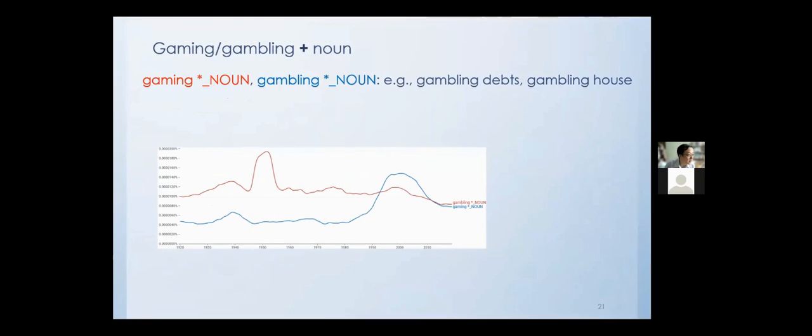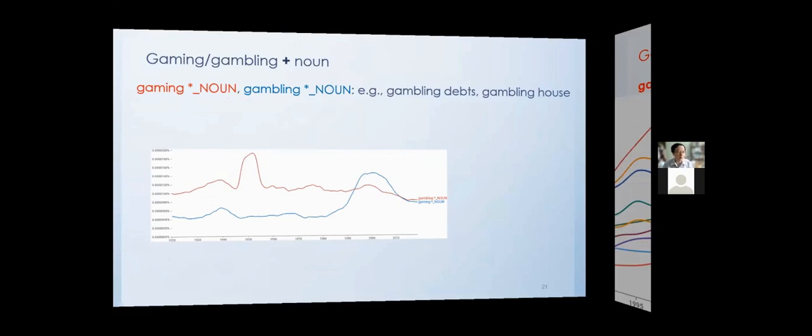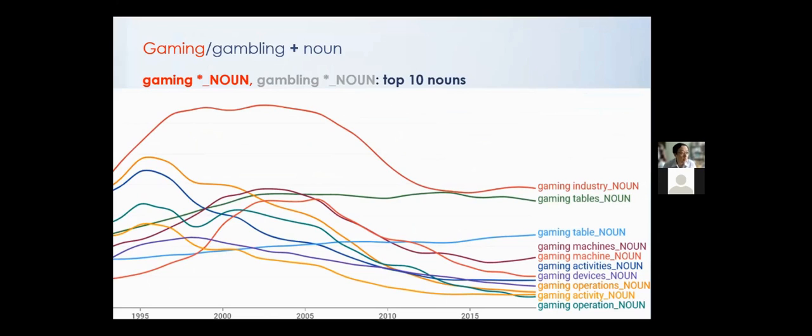Hold on. We'll come to the nouns. So what nouns go with gaming in Ngram books? Industry, table, gaming table. I guess gaming table is physically the same as gambling table, but we talk about gaming table more today. Gaming machine can be just video games, so we can't tease out the video game from betting of money.